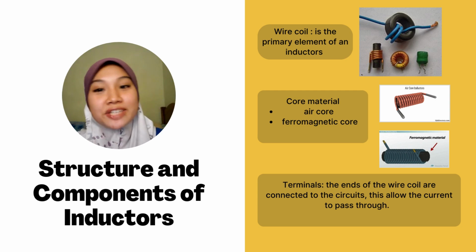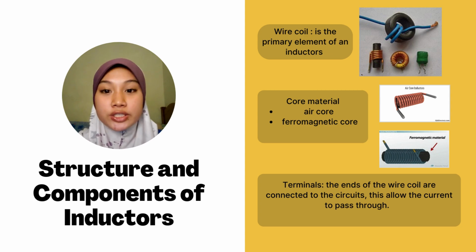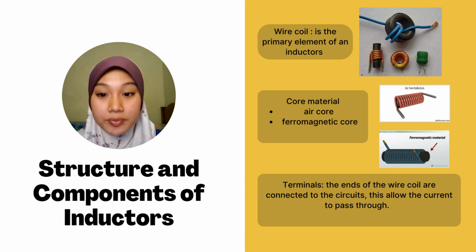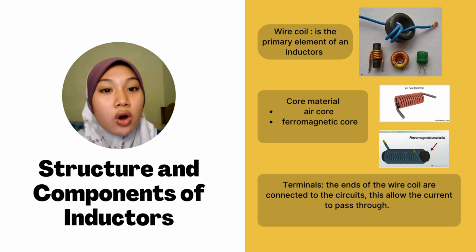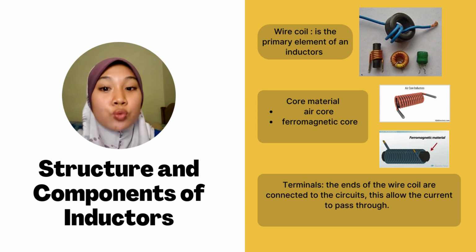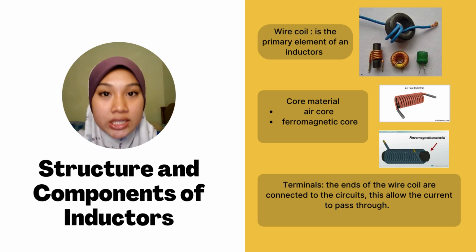So hi, my name is Aisha binti Maizuddin and I'm going to explain the detailed exploration of self-induction in inductors. So the first one is the structure and components of inductors. The first one is the wire coil. The wire coil is the primary element of an inductor. The wire coil is insulated and wound into a spiral shape. The number of turns and spacing between them affect the inductance.